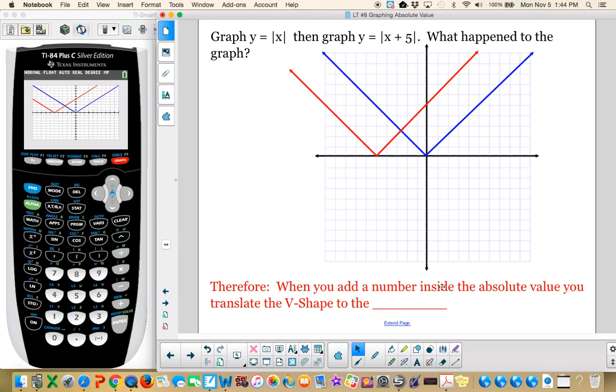So therefore, when you add a number inside the absolute value, you translate the V shape to the left, not the right like you would think. To the left. Add that to your notes.